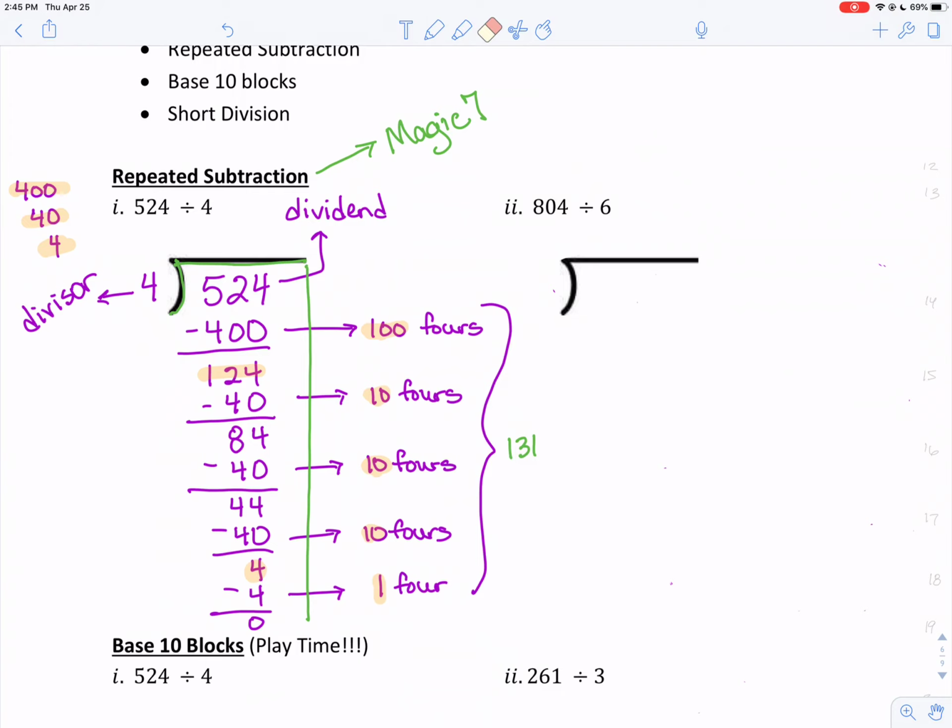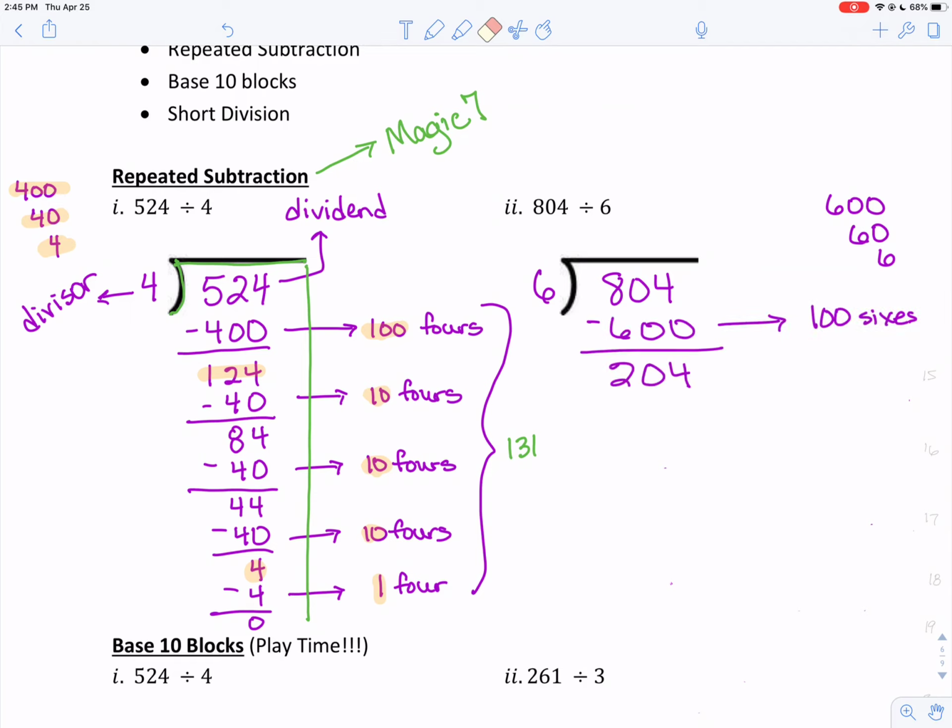Let's try one more. Again, the first thing we need to do is put our numbers in the correct spot. The dividend goes underneath. The 6 goes on the outside. Remember what we can subtract, 60 or 600. And so the largest we can subtract is 600, which is 100 sixes. Now we have 204 left.